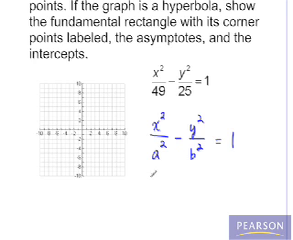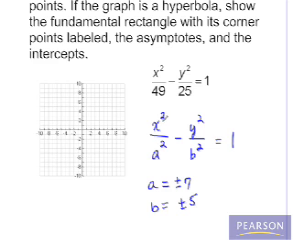Some other values of interest: if a squared is equal to 49, that implies that a is equal to plus or minus 7, and also b is equal to plus or minus 5. And this will help us determine the fundamental rectangle, intercepts, etc.